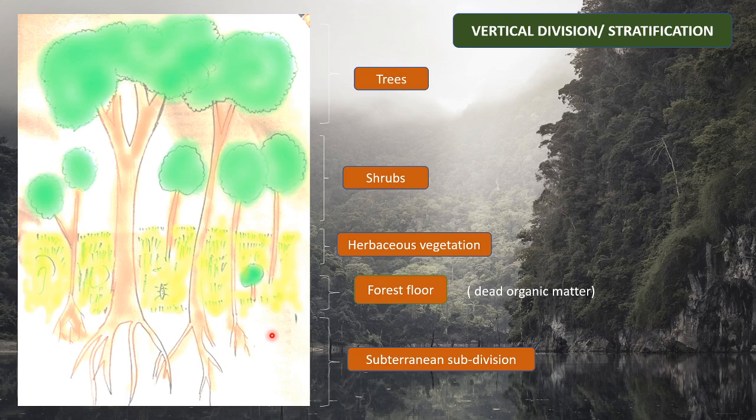Likewise, there are many tropical rainforests which will have even 8 to 9 vertical divisions, right? So this is only 5 divisions. Like this, there could be 8 or 9 vertical divisions, depending upon the type of the forest, the light penetrating there, and what flora is growing there. Depending upon that, there could be n number of stratifications, right? So this is about vertical division. I hope this is clear with you.